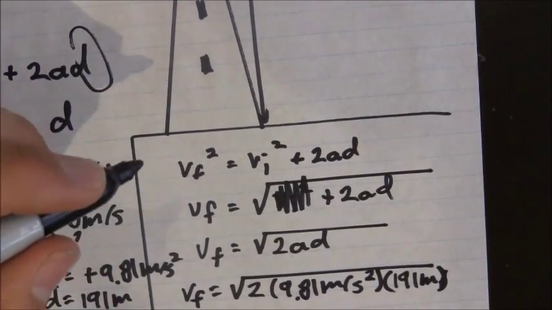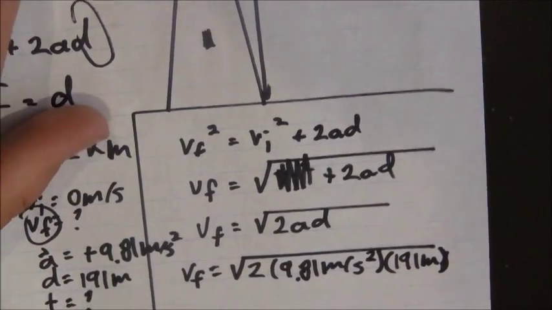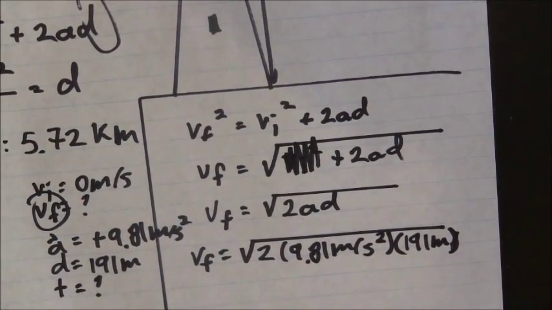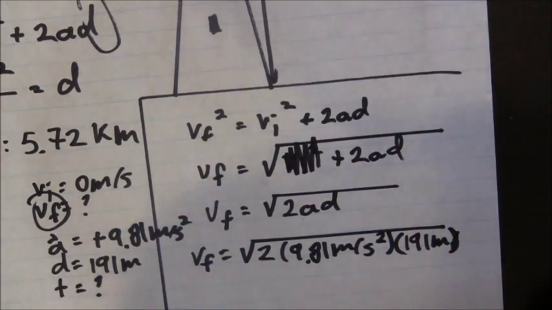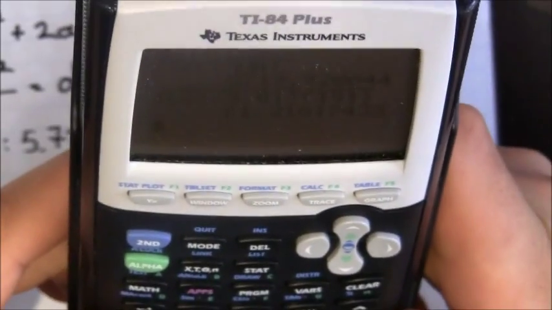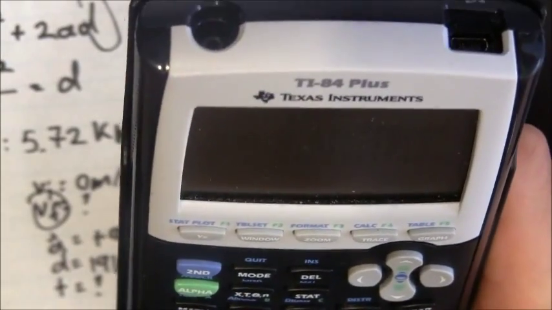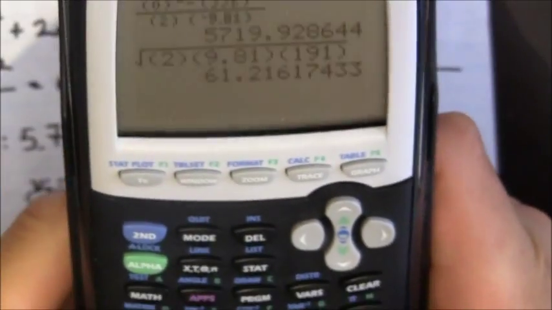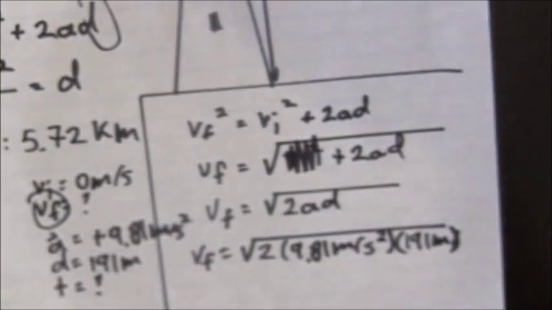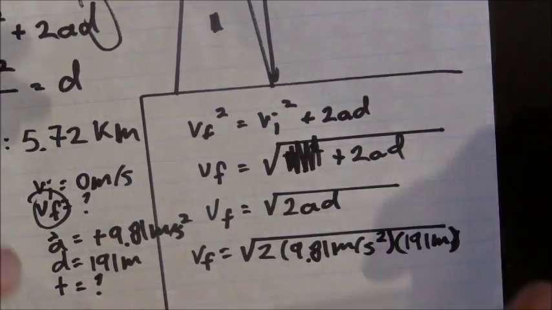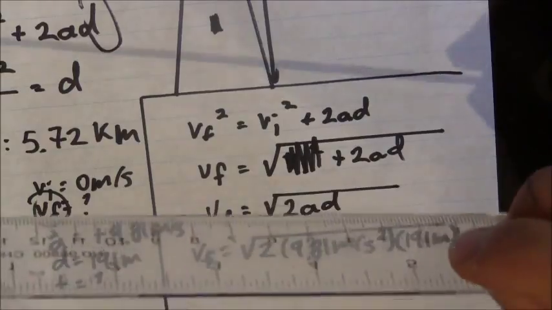That's kinematics. Let's use energy conservation. It's a little more convoluted, but it still works. And if you want to convert that to kilometers per hour, you multiply by 3.6. And if you want to convert kilometers an hour to meters per second, you divide by 3.6.